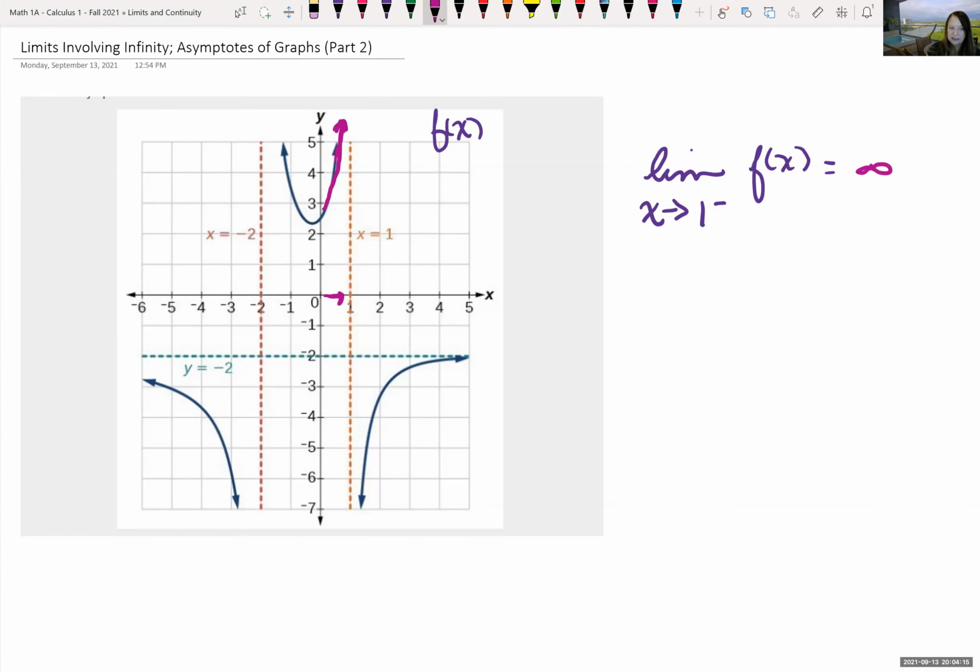So technically the limit doesn't exist because it doesn't go to one particular y value, but we like to know what's going on with a graph. And so a lot of times we'll just say that that's going to positive or negative infinity.